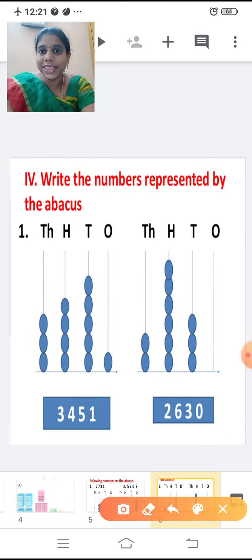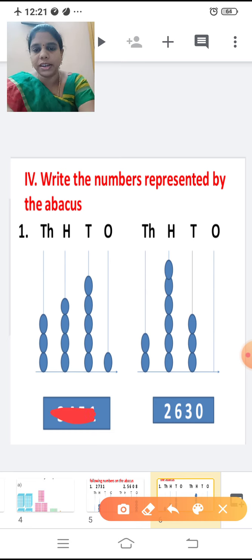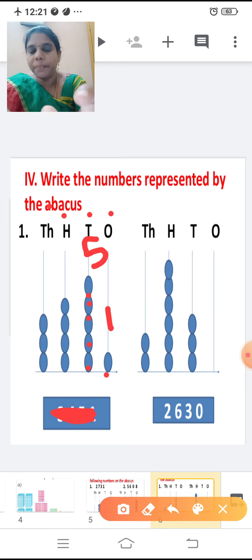Now write the numbers represented by the abacus. Now you're going to see the abacus and you're going to write the number. Shall we count the beads on the abacus? How will you write the number? We are going to count the beads on the abacus. Now this is ones, tens, hundreds and thousands, right children? Now how many beads do we have in the ones place? Just count the beads. 1 bead, right? Now count how many beads are there in the tens place. 1, 2, 3, 4, 5. 5 beads on the tens place.